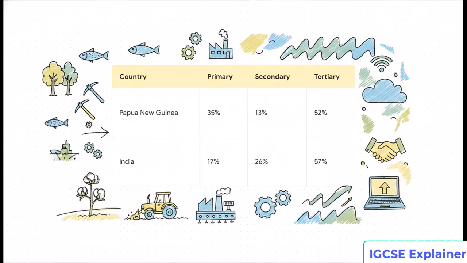But here is the kicker. Despite those big differences in raw materials and manufacturing, both nations are showing massive growth in their tertiary sectors. They're both producing well over 50% of their national output through services alone. It really shows that even very diverse economies eventually tend to shift towards service-driven models.